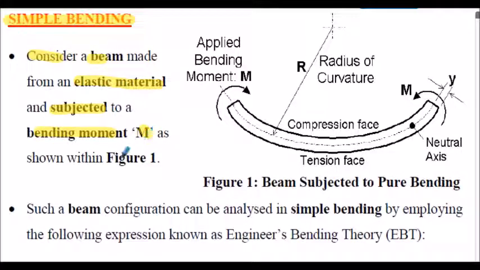This is shown in figure 1. Here's our beam, and it's subject to bending moment applied at the ends here. When a beam is being bent about its neutral axis, we have one side in tension and one side in compression. Such a beam configuration can be analysed in simple bending by employing the following expression known as engineer's bending theory, EBT, which is shown on the next slide.